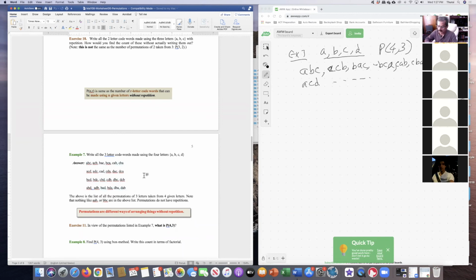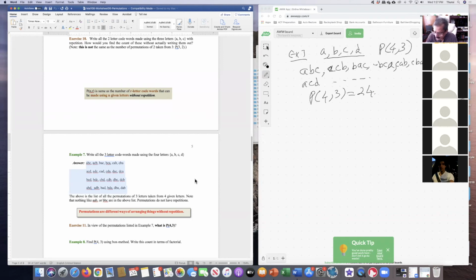So that means P(4,3) is 24. That's what we just figured out. We figured it out by writing it out. So do we have to write them out? Can we calculate them slightly differently? You can see that the permutations are all same as code words without repetition, right? You can look at this list. These are the permutations, and they're also same as code words without repetition.